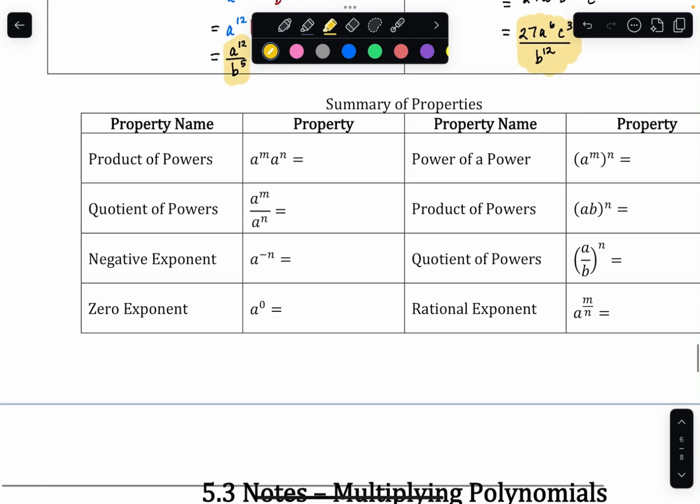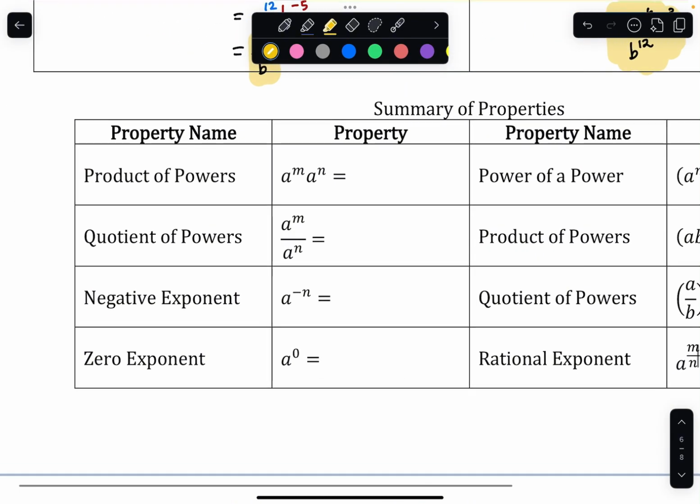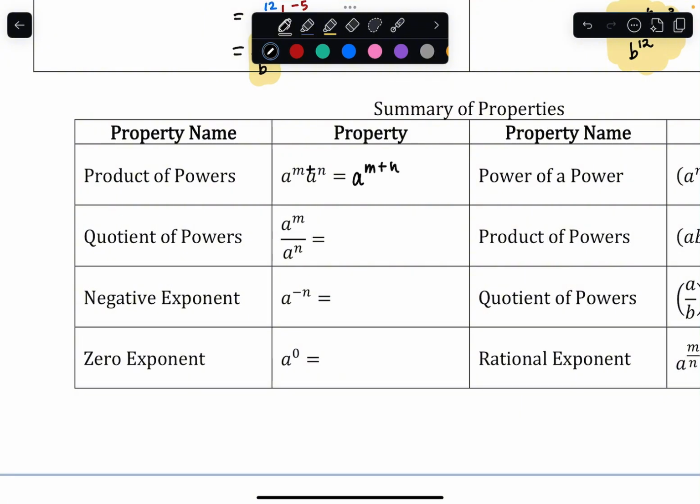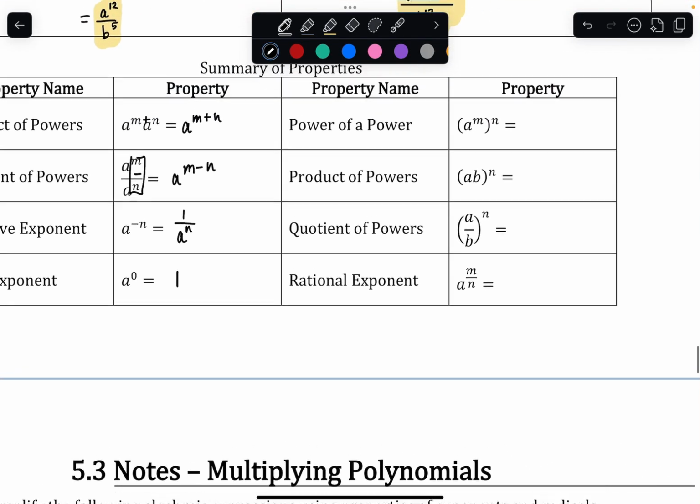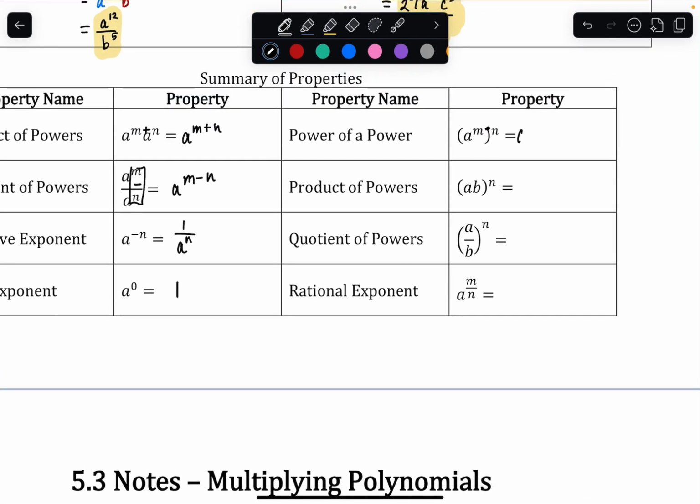Okay, and so let's just summarize all of our rules before we end. And so here, if you have the base written twice, you add the exponents for multiplication. If you have the base written twice and you're dividing, you subtract. If you see a negative exponent, move it to the bottom and make it positive. If you see a 0 exponent, the whole thing turns to a 1. If you have 2 exponents on one base, that's when you multiply them. If you have a product inside the exponent, they all get the exponent. If you have a quotient, division, they also get the exponent.